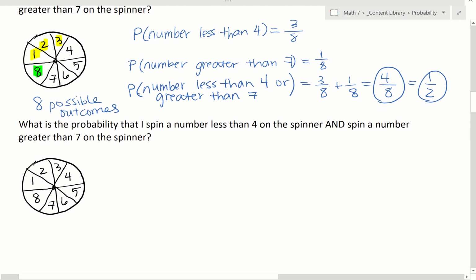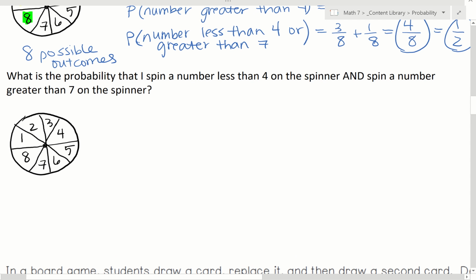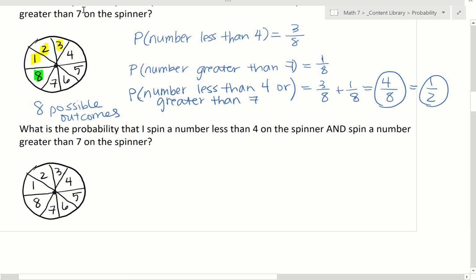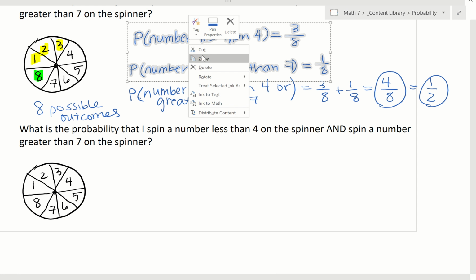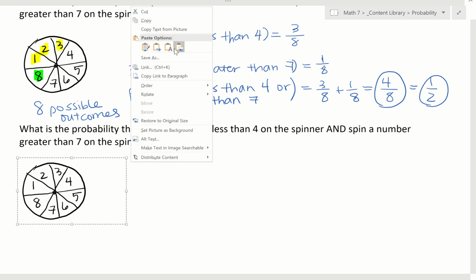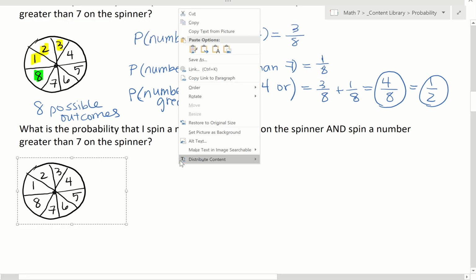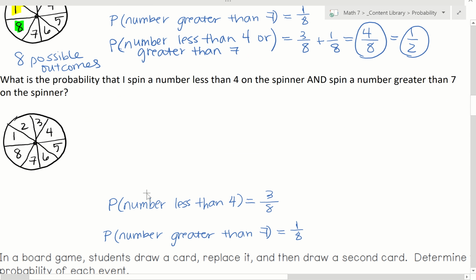Okay, let's try it with the word and. What is the probability that I spin a number, again, less than 4 on the spinner and spin a number greater than 7 on the spinner? Well, I remember that the probability of spinning less than 4 on the spinner was 3/8, and the probability of a number greater than 7 was 1/8. So I'm just going to copy that over here. Oops. Let's undo that. I copied it as words, not as a number. Let's do this here. Okay. So a probability of a number less than 4 was 3/8, and a probability of a number greater than 7 was 1/8.